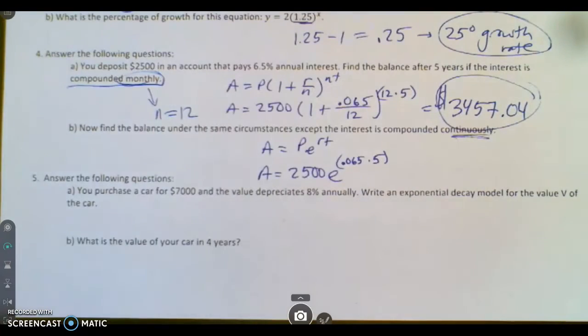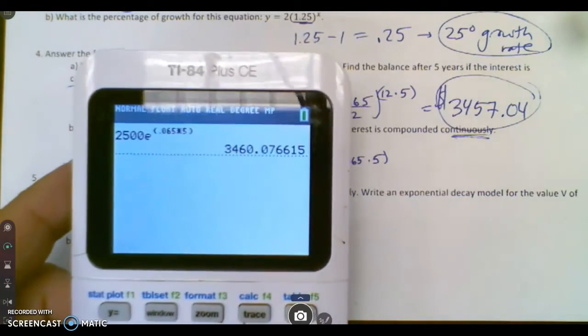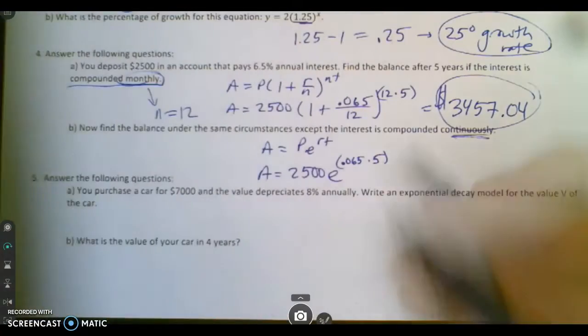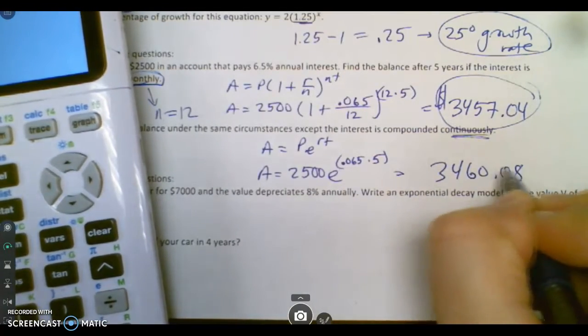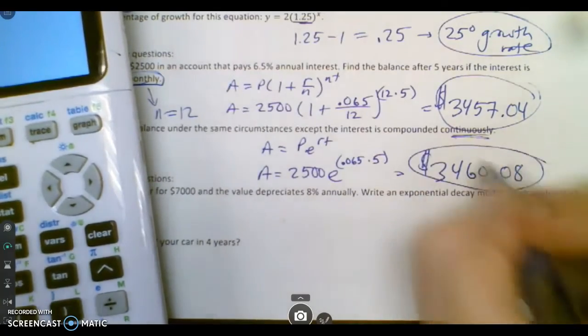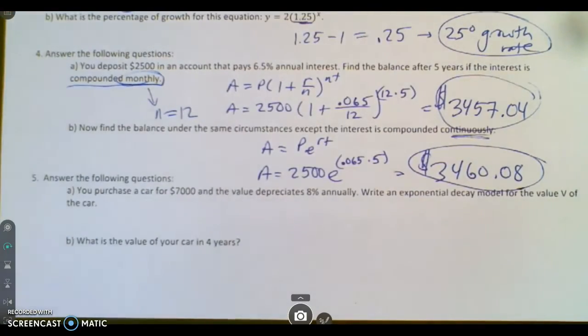So we'll go ahead and type that one. And if you type that in, you get a slightly bigger number. That's 3460.08 if I round it to the nearest cent. So you make a couple bucks more if it's compounded continuously.